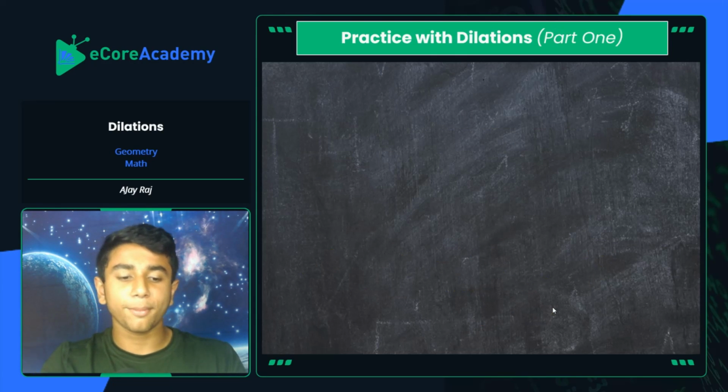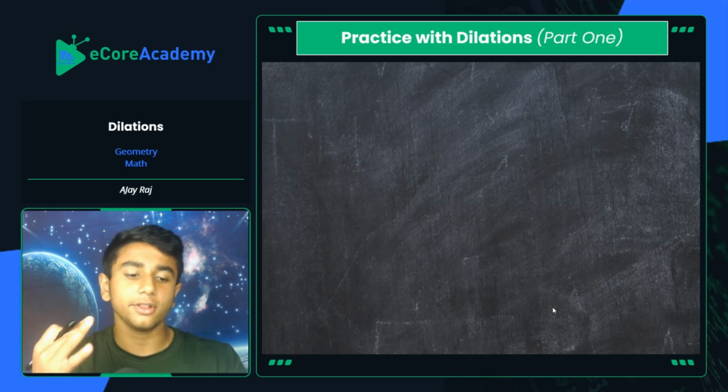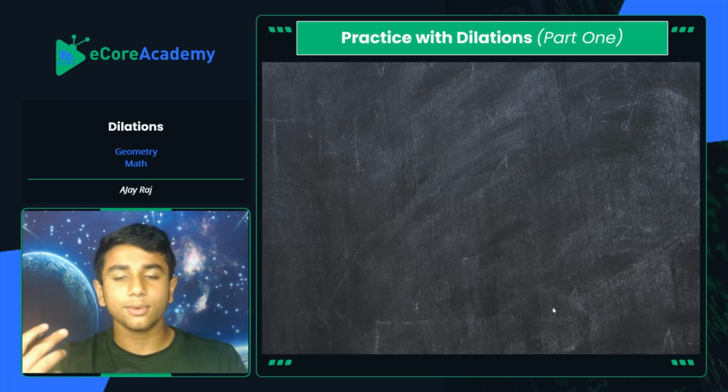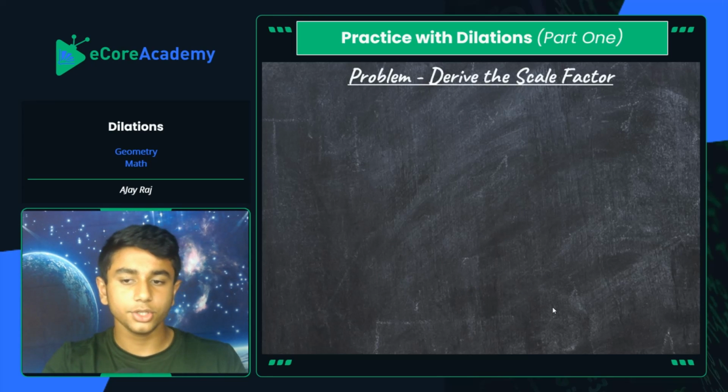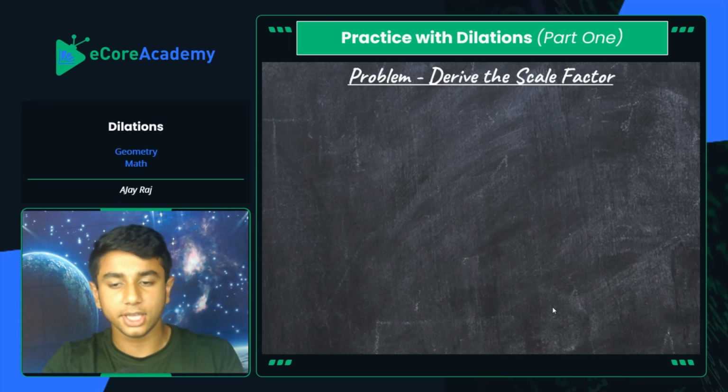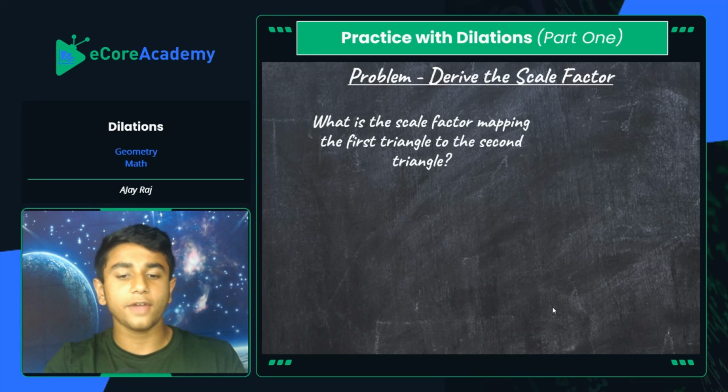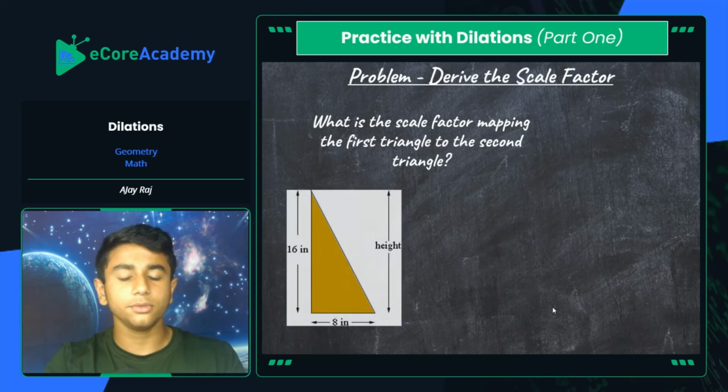So let's move on to our practice problems. I have 4 practice problems left in the video. I want to go through the different examples that I came across and show you what their application is in actual problems in geometry. The first type of problem is deriving the scale factor. What is the scale factor mapping the first triangle to the second triangle?